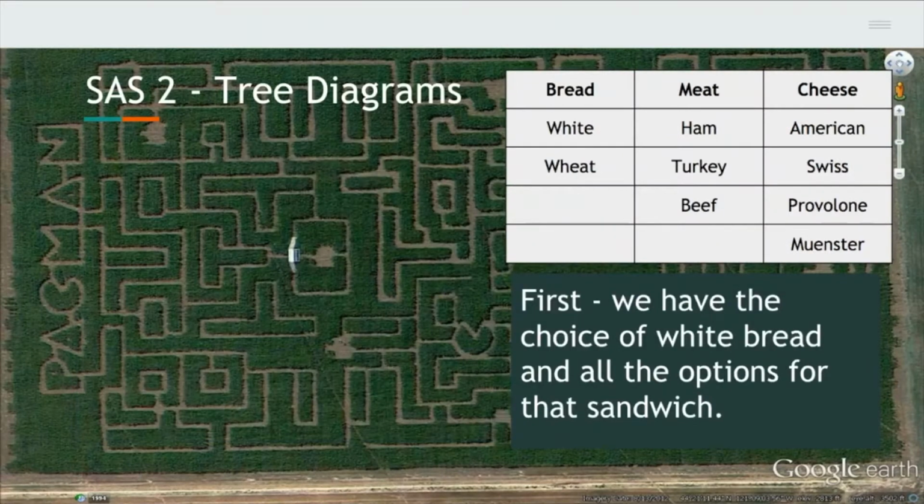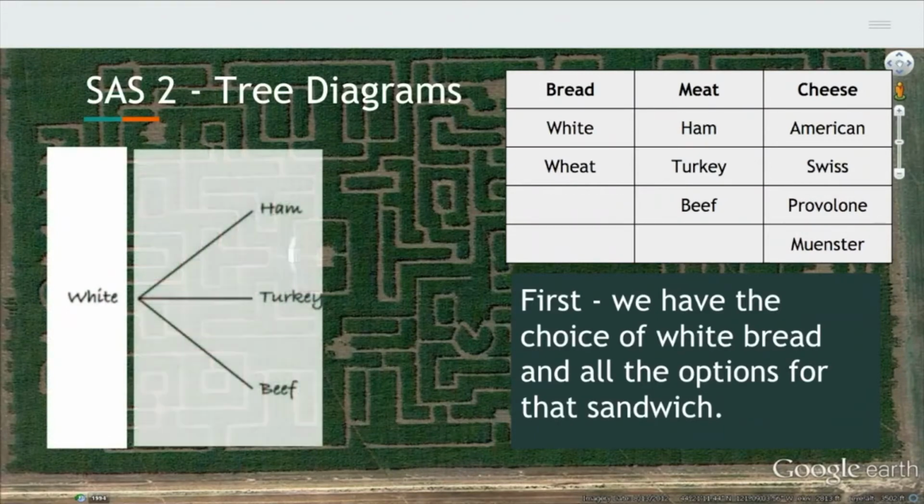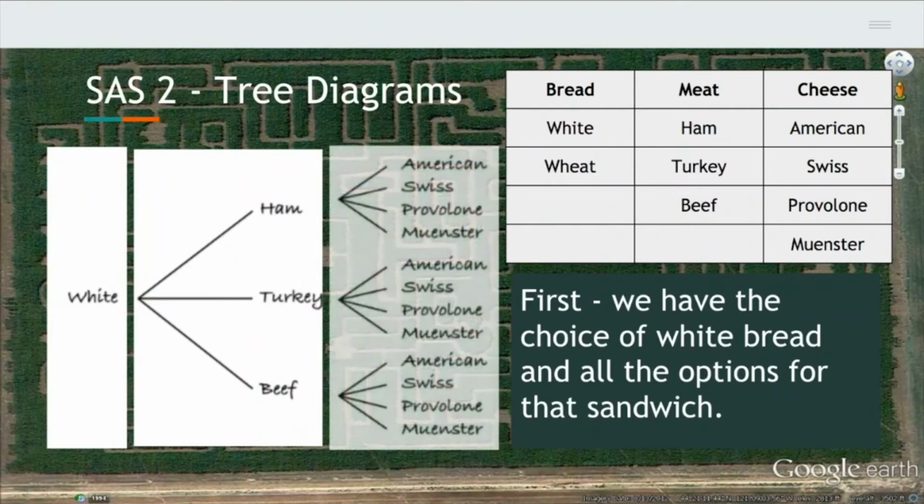So, the choice of white bread and all the options of that sandwich. Then the choice of ham, turkey, or beef, I'm sorry, the choice of meat. And then the choice of cheese. Notice that it's broken up. Each one has its own tree. Ham has all 4, turkey has all 4, and beef has all 4. All right. Let's move on.